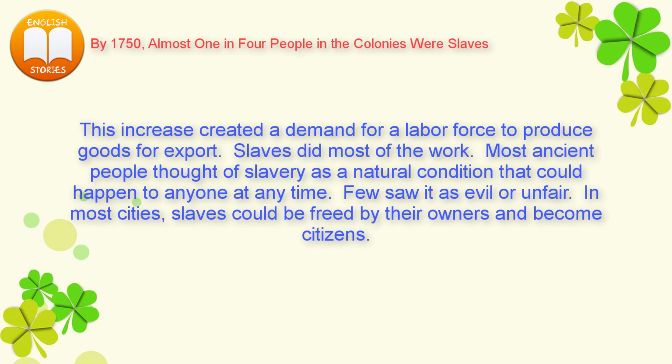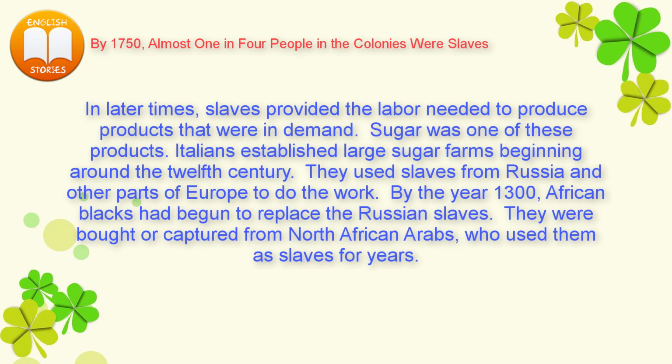Slaves did most of the work. Most ancient people thought of slavery as a natural condition that could happen to anyone at any time. Few saw it as evil or unfair. In most cities, slaves could be freed by their owners and become citizens. In later times, slaves provided the labor needed to produce products that were in demand. Sugar was one of these products.